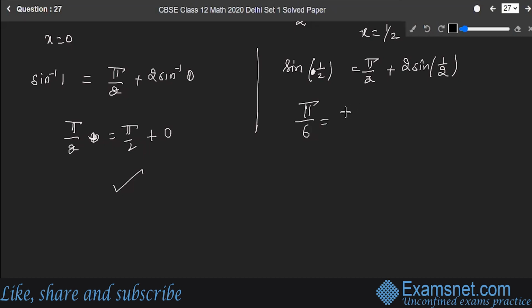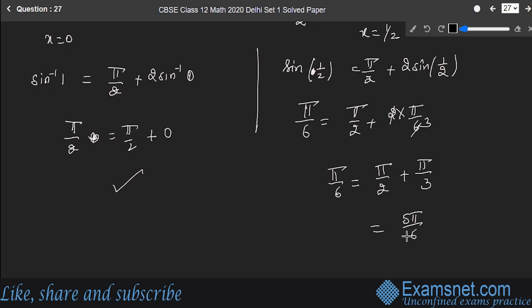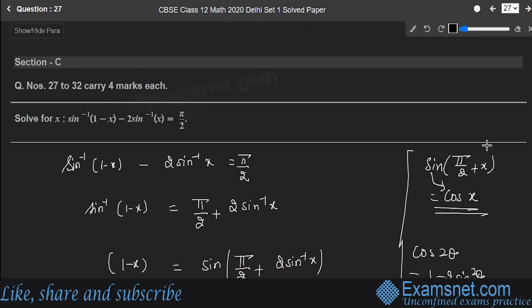So here sine inverse 1 by 2, pi by 6, should be equal to pi by 2 plus 2 into pi by 6. So pi by 6 should be equal to pi by 2 plus pi by 3, which is equal to 5 pi by 6. So the LHS and RHS are not equal. This means x is equal to 1 by 2 is not satisfying this equation, which surely means x is equal to 0 is the required solution for this question. Hope you understood that. Let's move to the next question.